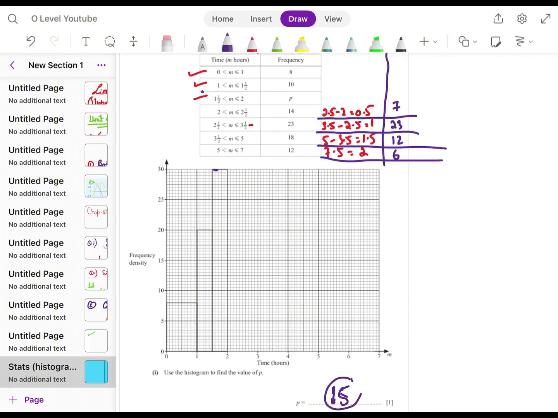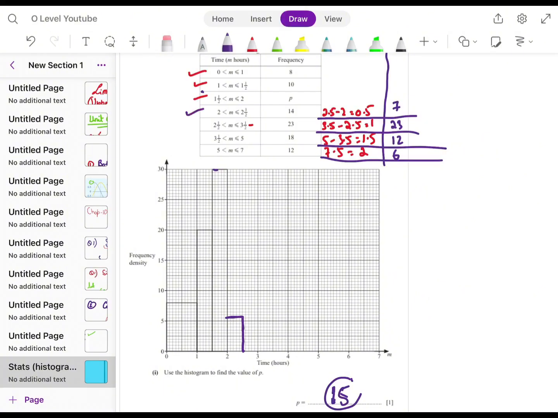Now we need to plot it. Now the next range we have is 2 till 2.5. 2.5 will be on the middle side. Okay, so we have to be very careful. It will be reaching till 7. So we have to be very careful. 2.5 will be here and 7 will be here. So this is the first one I have made.